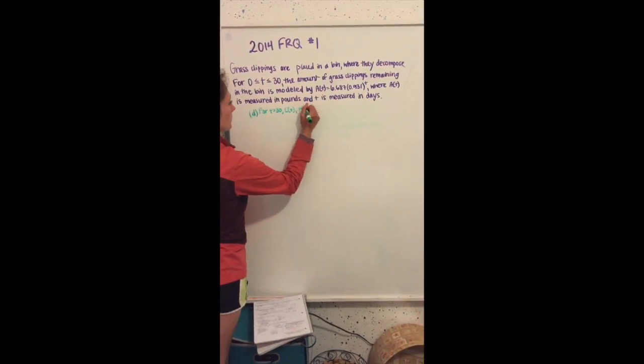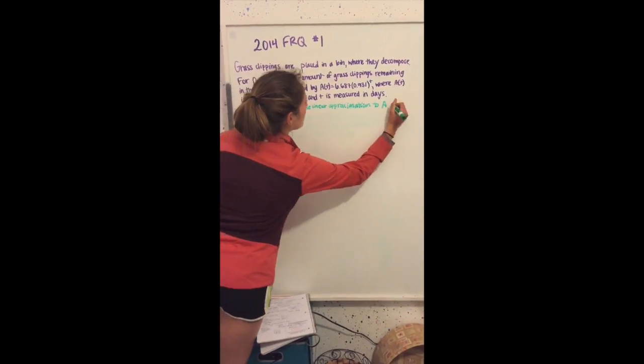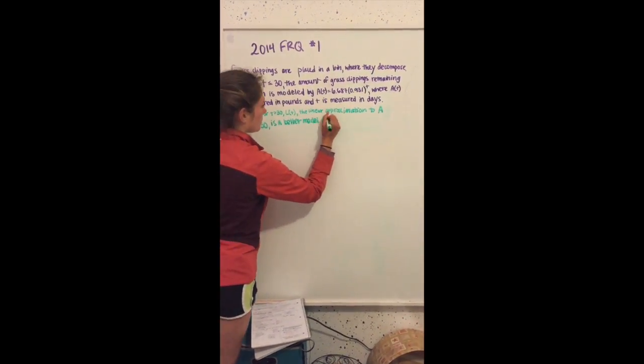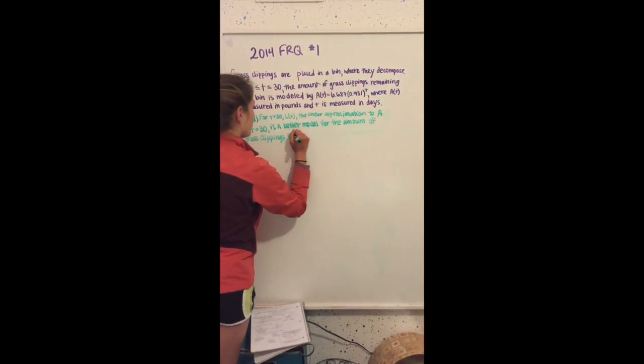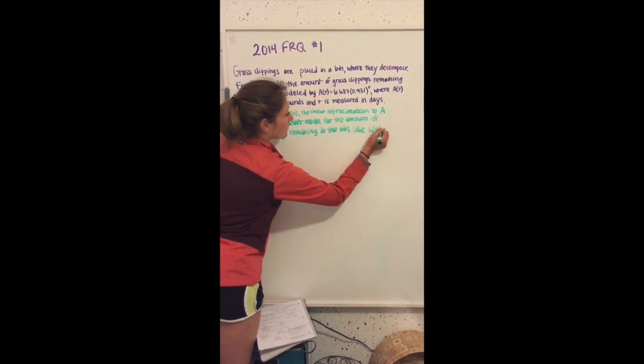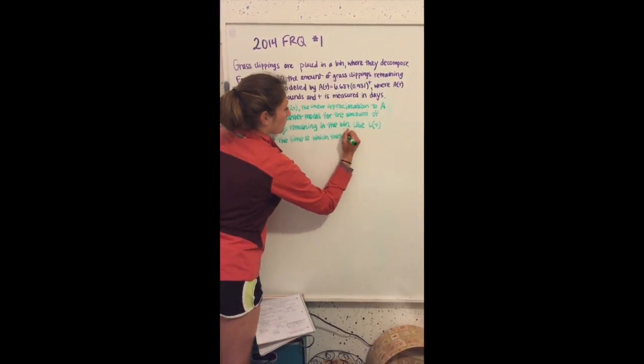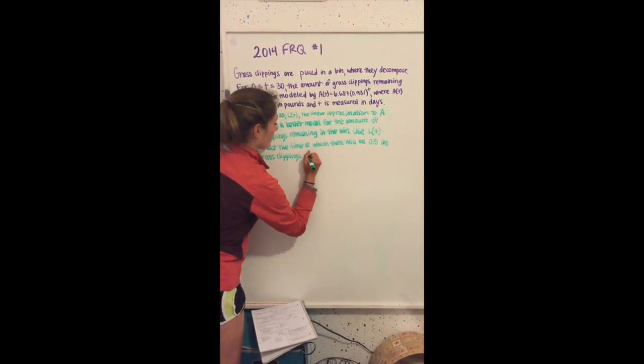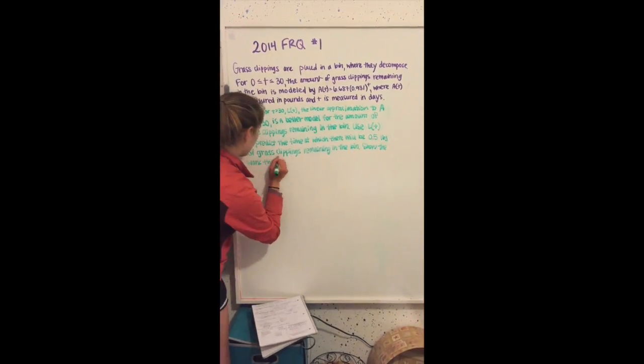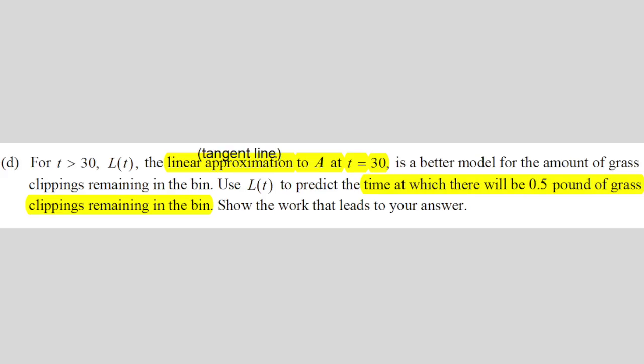Part D. For t greater than 30, L of t, the linear approximation to A at t equals 30, is a better model for the amount of grass clippings remaining in the bin. Use L of t to predict the time at which there will be 0.5 pounds of grass clippings remaining in the bin. Show the work that leads to your answer. So first, we know that the purpose is to find the tangent line at t equals 30. And once we have that, we are going to find the time where there are 0.5 pounds in the bin, because the linear representation of the graph would be the tangent line at that point.